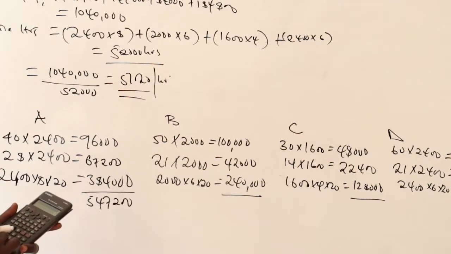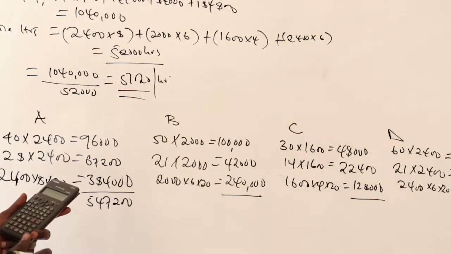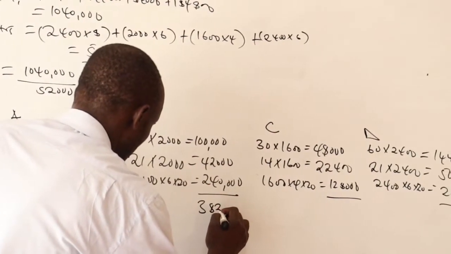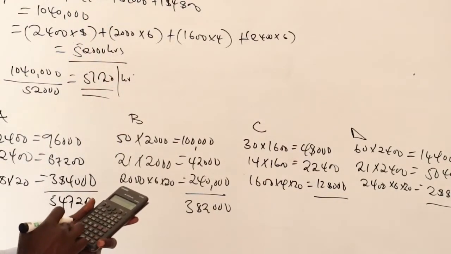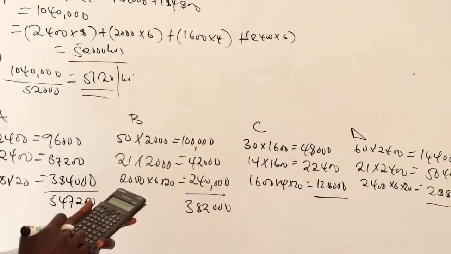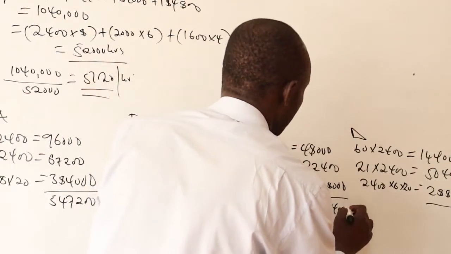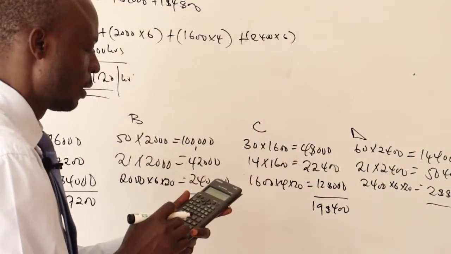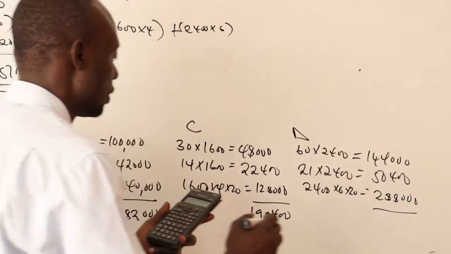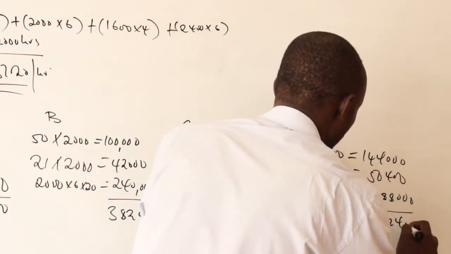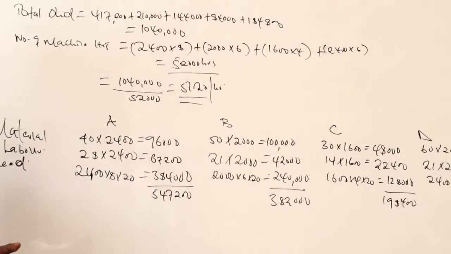This is 100,000 plus 42,000 plus 240,000. This one will give us 382,000. Then we have 48,000 plus 22,400 plus 128,000. So this one will give us 198,400. Then we have 144,000 plus 50,400 plus 288,000. So this is 482,400. So those are the total cost of making product A, B, C, and D.